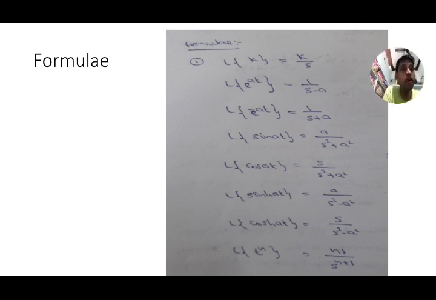L of k is k by s, L of e to the power of at is 1 by s minus a, L of e to the power of minus at is 1 by s plus a, L of sin at is a by s square plus a square, L of cos at is s by s square plus a square, L of sinh of at is a by s square minus a square, L of cosh of at equals s by s square minus a square, L of t to the power of n is n factorial by s to the power of n plus 1. Okay. These are the standard formulas.